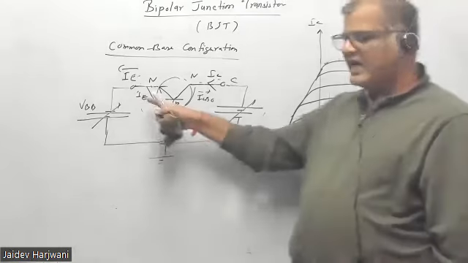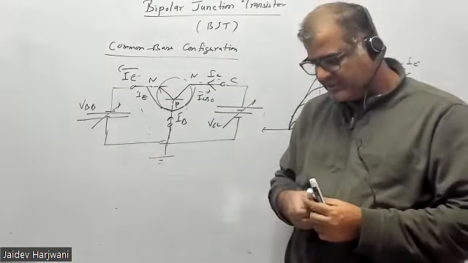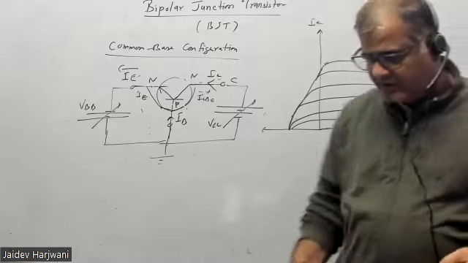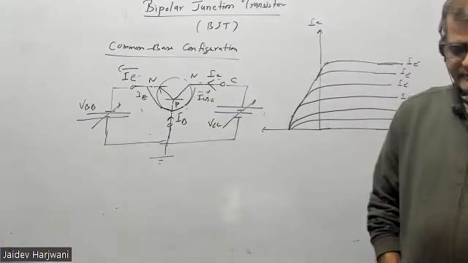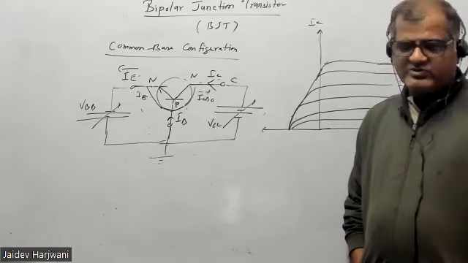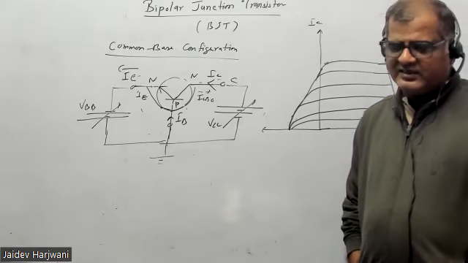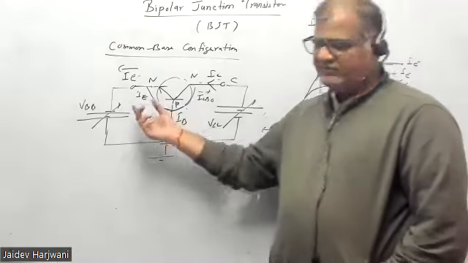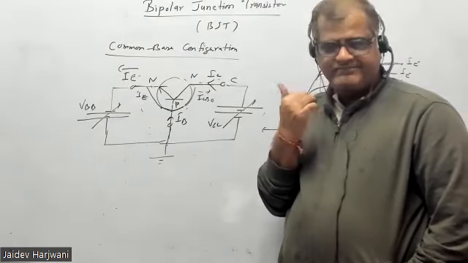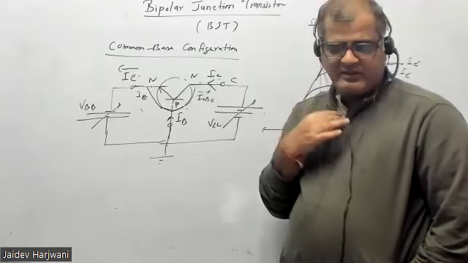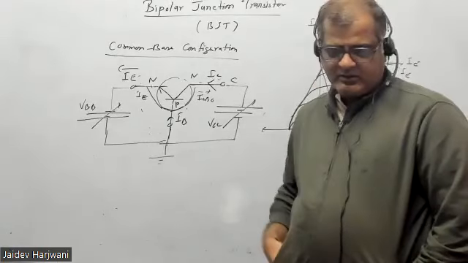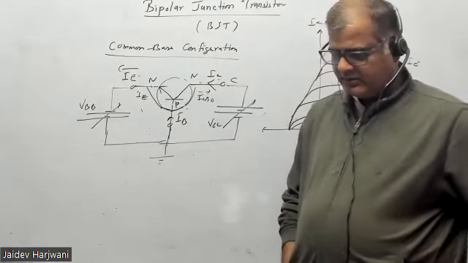So can I make this IE 0? How can I make IE 0? Tell me. If I want to make this IE 0, how will I make it 0? Injection current. If I want to make IE 0, what should I do? IE is a forward bias current in this junction. Sir, if we go by the equation, we will have to make IB equal to IC.